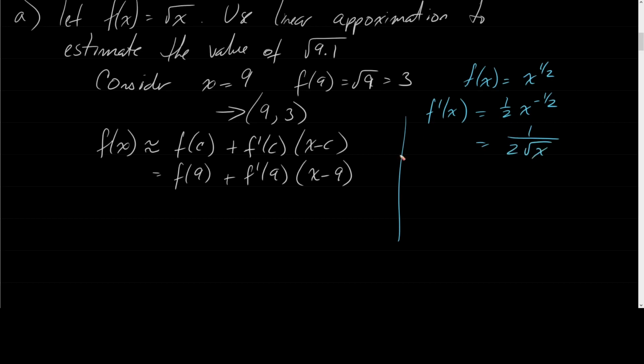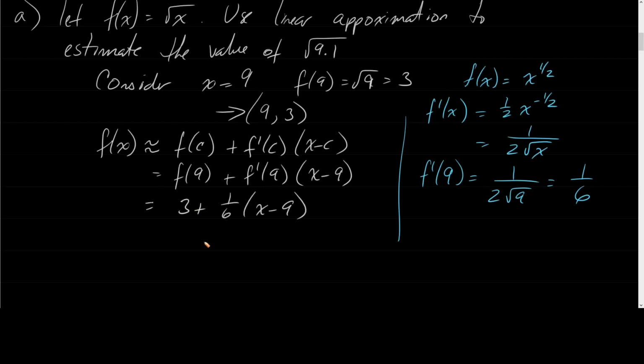Now if I plug in the x value, f prime of 9 is equal to 1 over 2 times radical 9. Radical 9 is 3, times 2, I get 6. So what can I do now? I can say f of 9, we just said that was 3, plus f prime of 9, which is 1/6, times x minus 9. And there we go. That's our approximation.